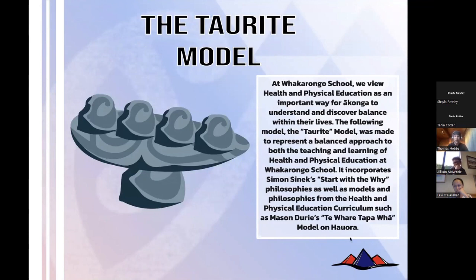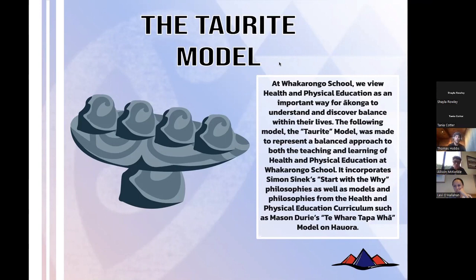So this is our model that we developed at Whakarongo School. It's called the Taurito model, which is, as I said before, looking at balance. At Whakarongo School, we use health and PE as an important way for our ākonga to understand and discover balance within their lives. That was the common theme. That was sort of our why.